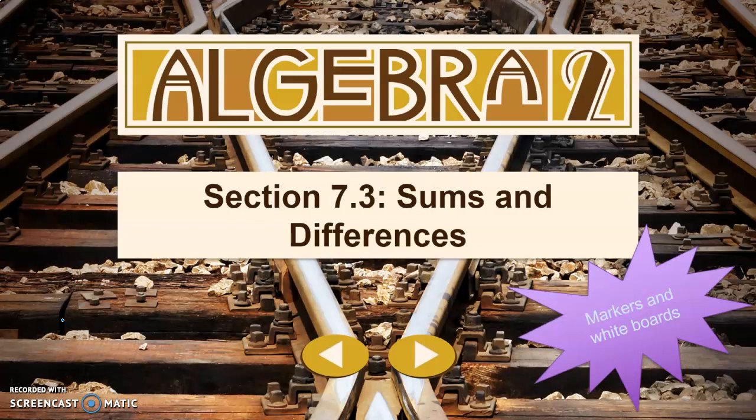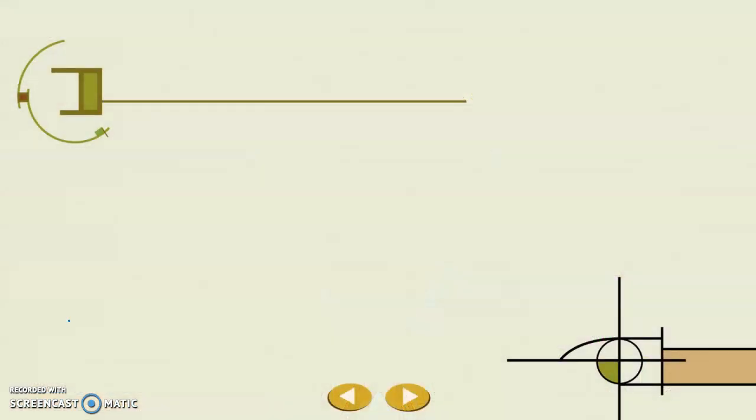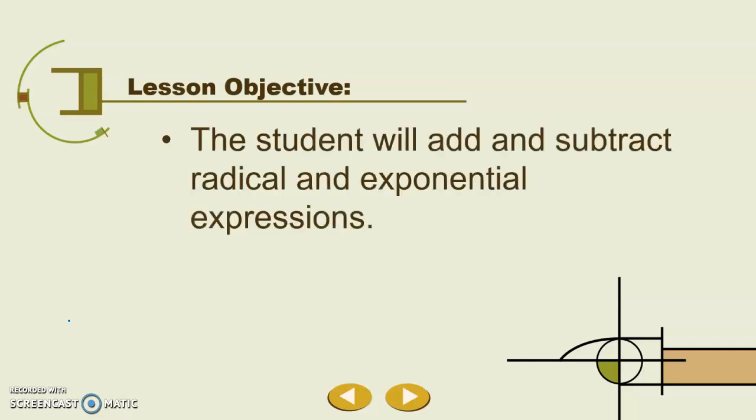And today we're going to look at Lesson 3 on how to add and subtract radicals and exponents. The name of this lesson is Sums and Differences, and we'll be working from Lesson 3 in your book when we do practice problems. Our lesson objective for today is that you, the student, will add and subtract radical and exponential expressions.